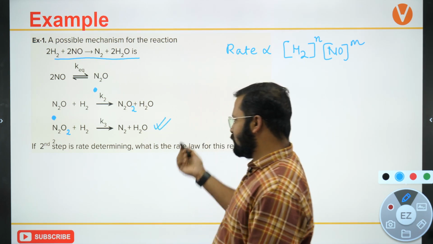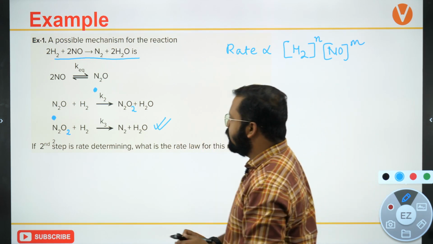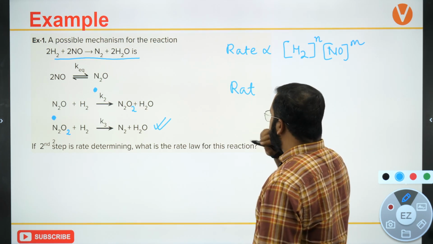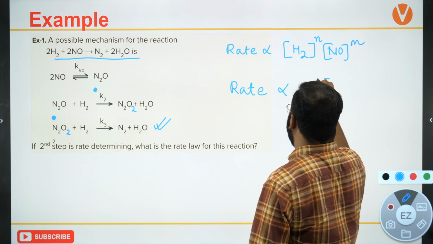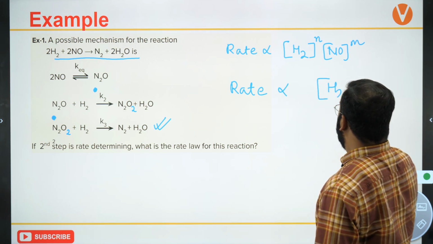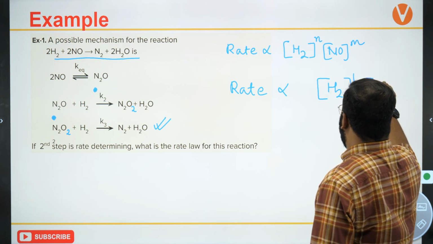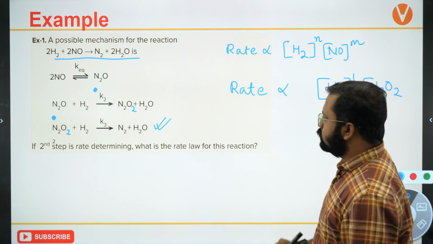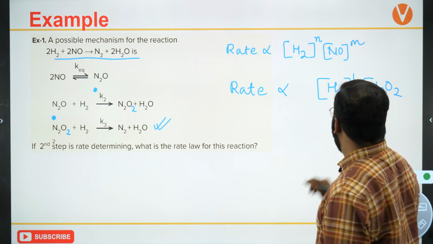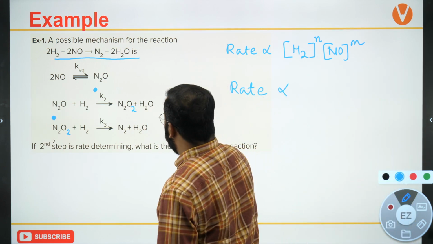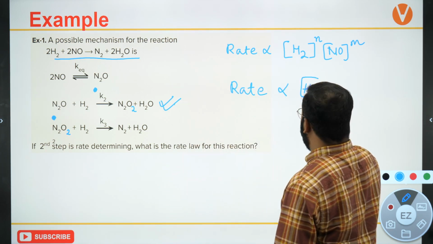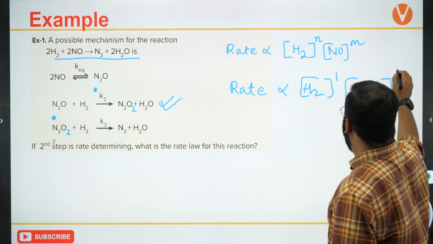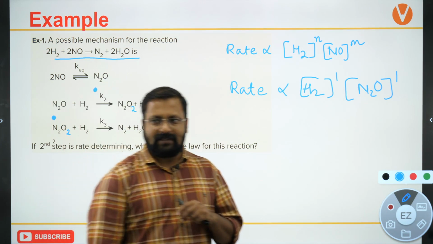let's say we consider this, that this is the second step. So if this is the second step of the reaction, I will write rate as proportional to H2 to the power 1, N2O... sorry, second, this can't be. Second will be this, so I will write H2 to the power 1 and N2O to the power 1. Second is the rate determining step.